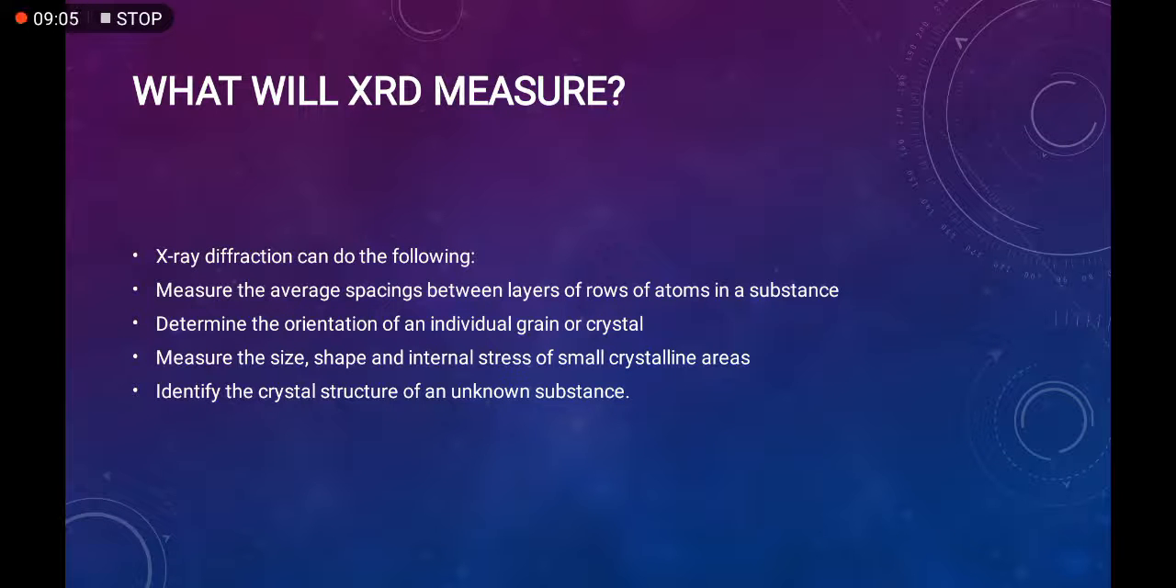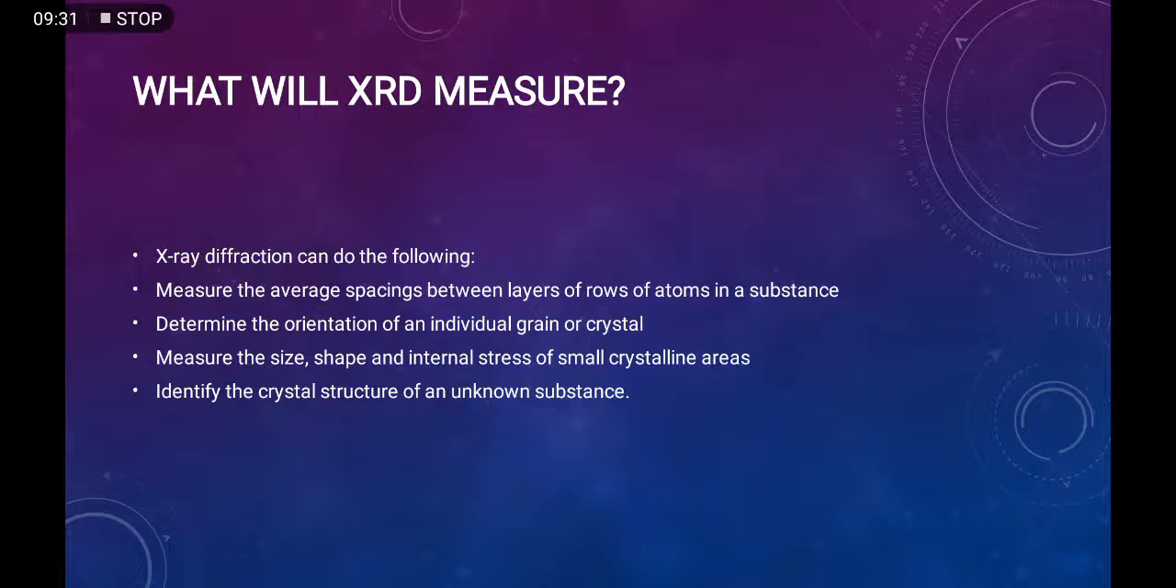What will XRD measure? XRD benefits and applications are mainly covered in this slide. X-ray diffraction can do the following: measure the average spacing between the layers or rows of atoms in the substances. This is to identify crystalline phases and orientation. It can also measure the average spacing between layers of rows of atoms in the substance.